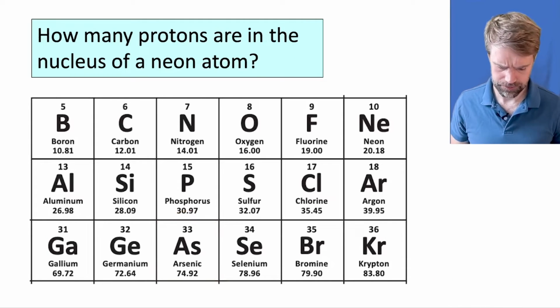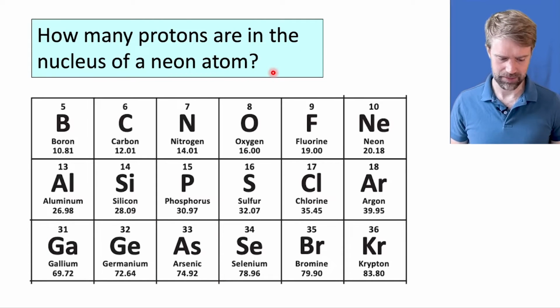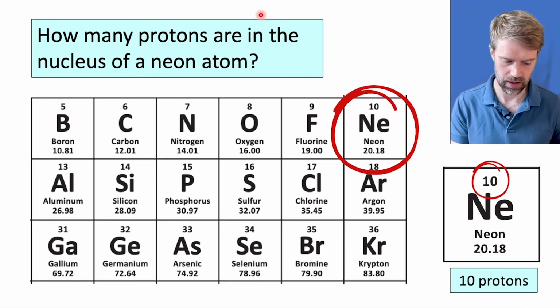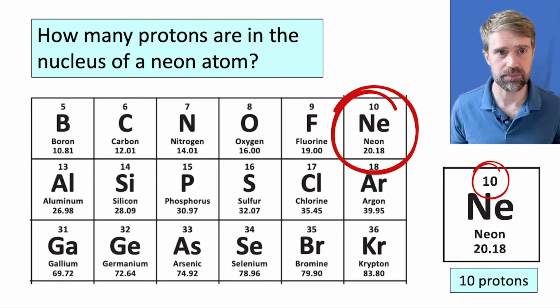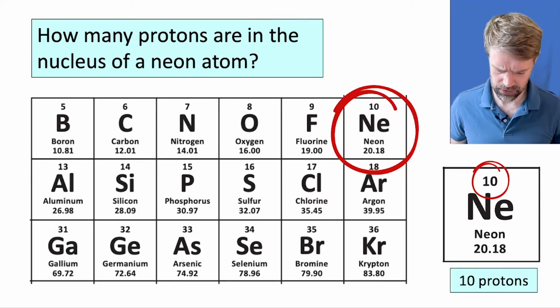Let's do one more. How many protons are in the nucleus of a neon atom? We'll look through the squares until we find neon. There it is. The square has a 10 at the top. That's the atomic number. There are 10 protons in every atom of neon. It's really that simple.